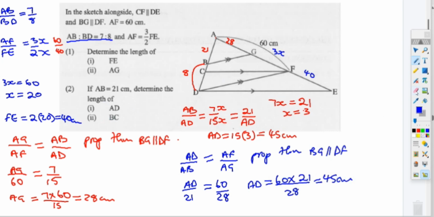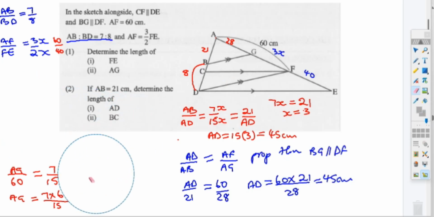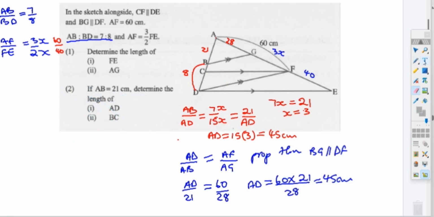And then the last one is BC. Let me create some space there. How do we get BC? Let me clean the diagram also a little bit. I do not want this one anymore, but I do want AB. This is the part I am looking for. Just this BC here. That's the only one we are looking for. How would we get that?